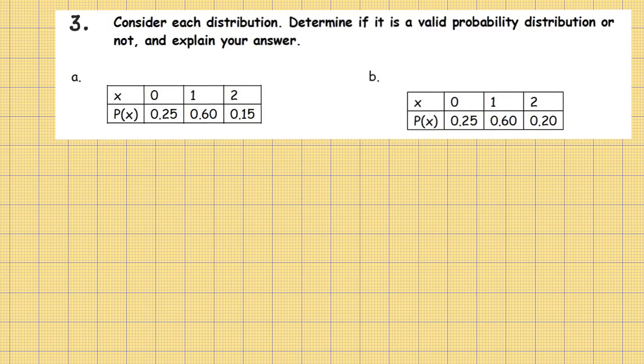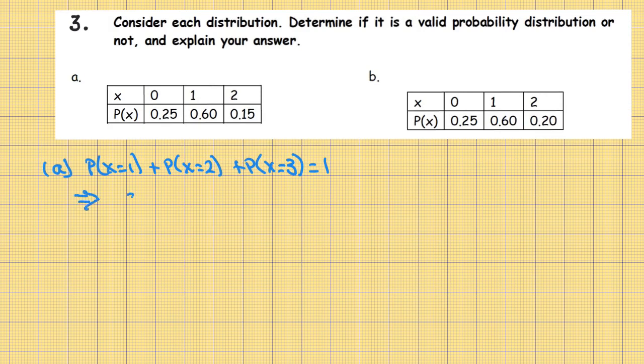Question 3. Consider each distribution. Determine if it is a valid probability distribution or not, and explain your answer. In order to be a probability distribution, the probabilities must add up to 1. So A, the probability that x equals 1 plus the probability that x equals 2 plus the probability that x equals 3 must equal 1.